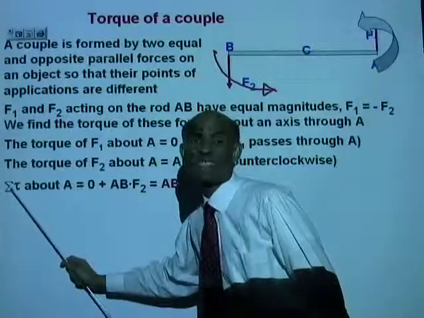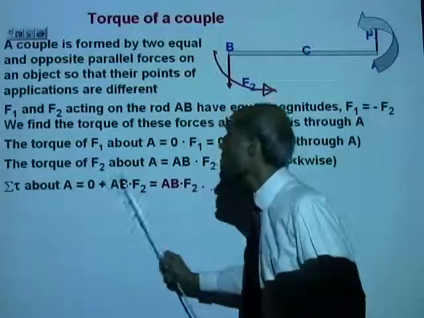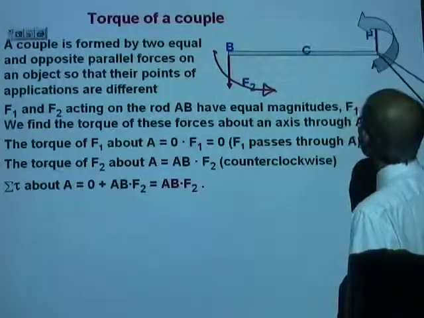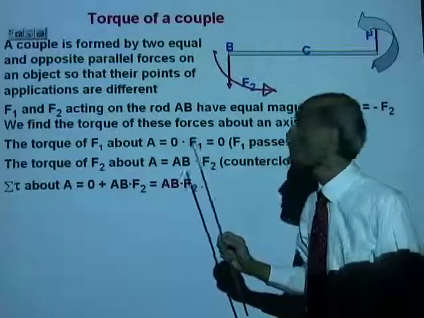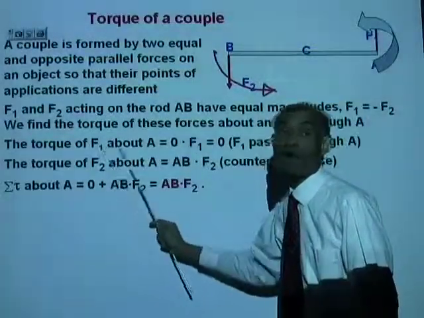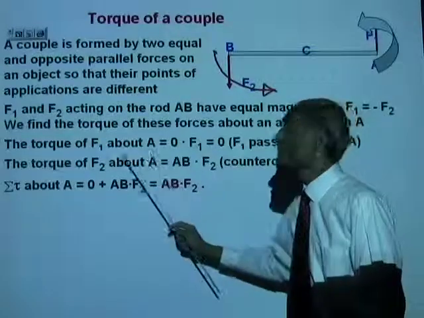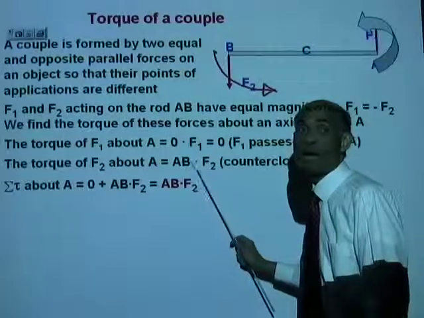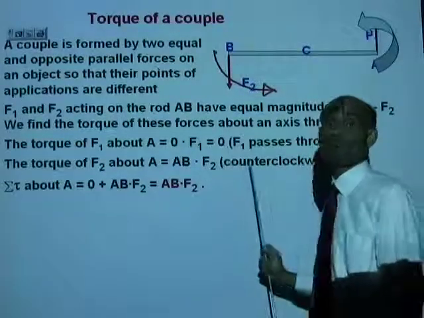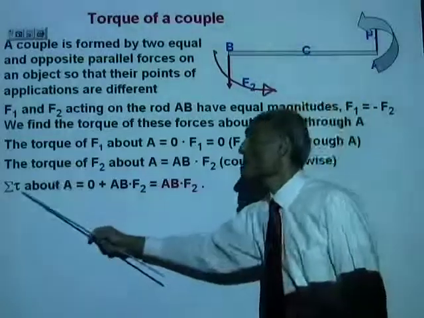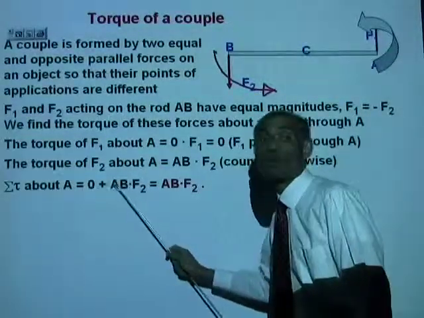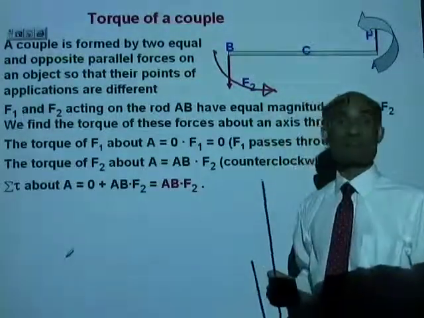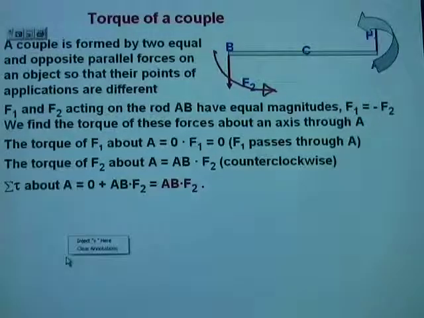What is the sum of the torques of these two forces measured about an axis through A? The torque of F1 about A is 0. The torque of F2 about A is AB multiplied by F2. This is positive because it is counterclockwise. So the sum of the torques is 0 plus AB multiplied by F2, which is AB multiplied by F2. All right.